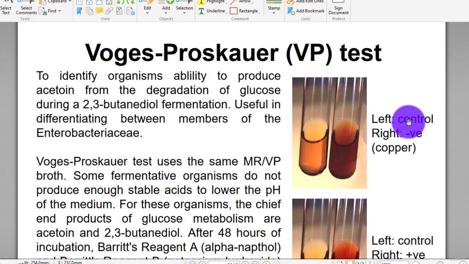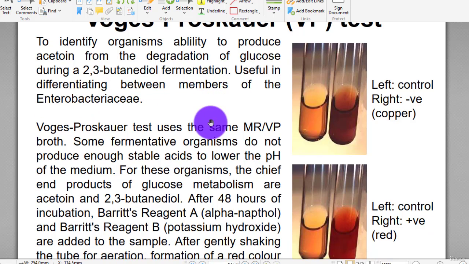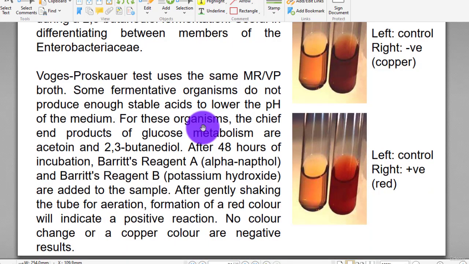Voges-Proskauer test identifies an organism's ability to produce acetoin from the degradation of glucose during 2,3-butanediol fermentation. Useful in differentiating between members of the Enterobacteriaceae. The Voges-Proskauer test uses the same MR-VP broth.